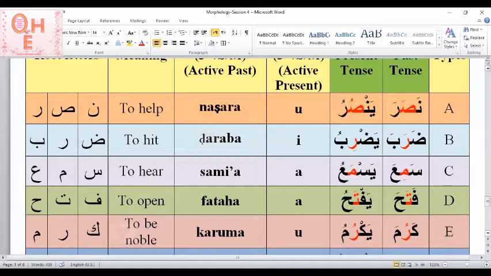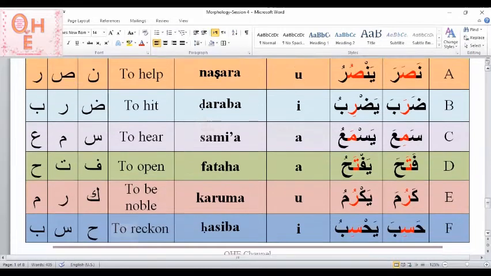Okay. Now for the present tense, the dictionary is showing me the vowel as the letter A, that means fatha. What is my ayn position root letter here? Ta, right? So the ta will get a fatha for the active present tense. This is how I get yaftahu. Okay, now in combination, I get fataha, yaftahu.